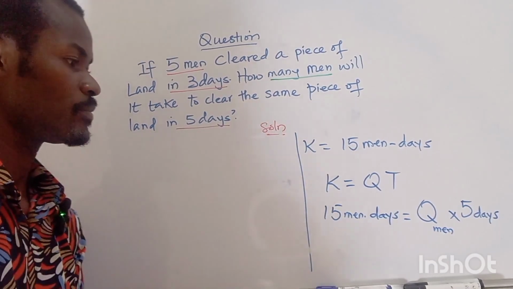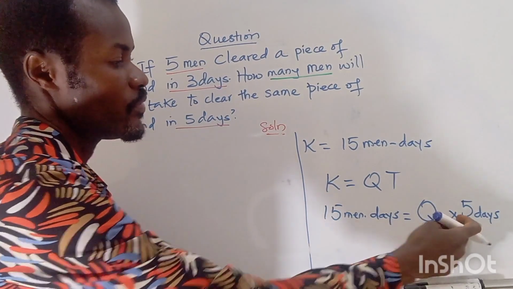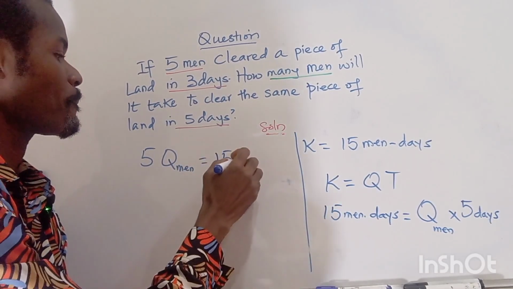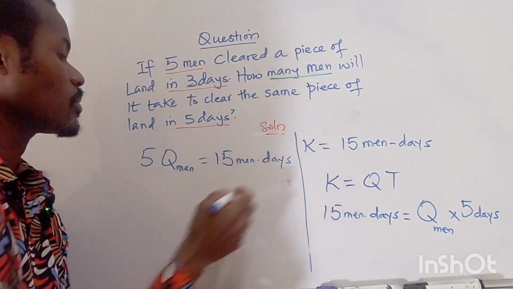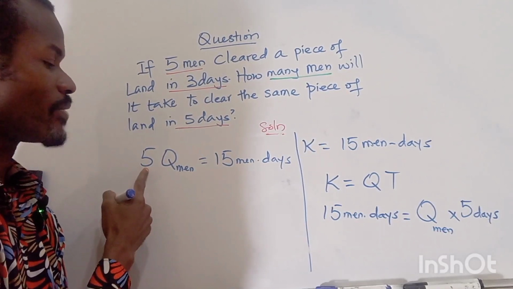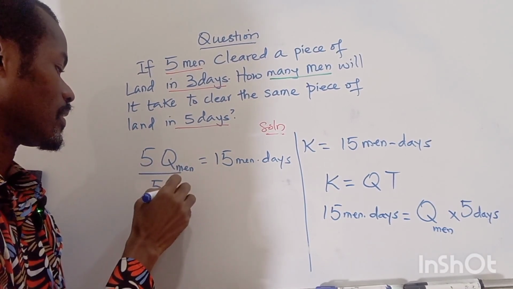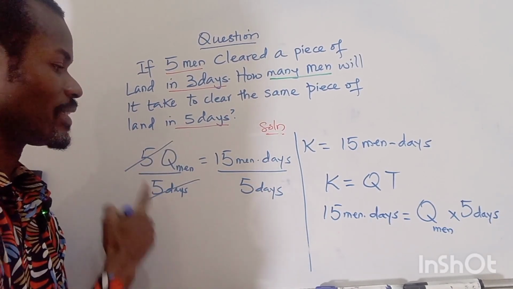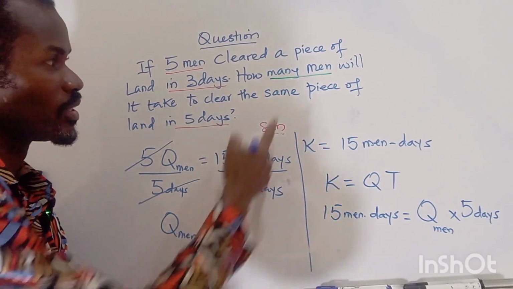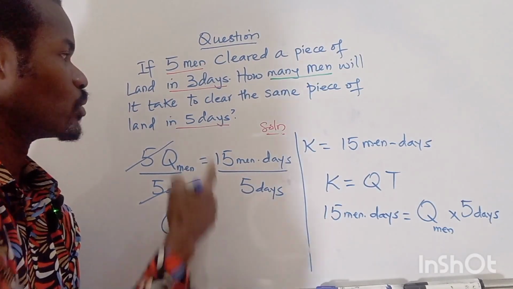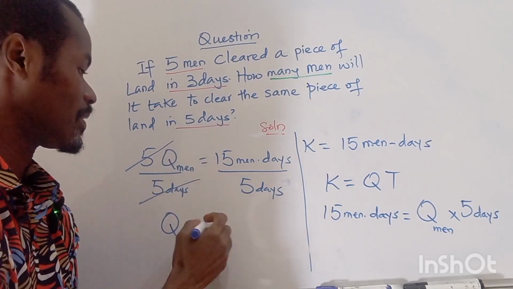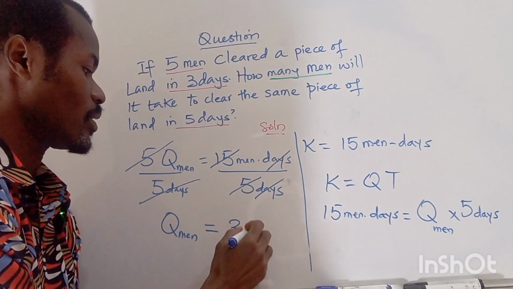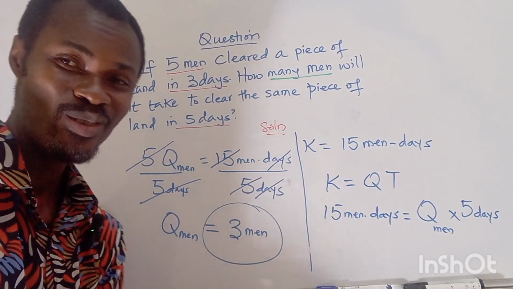With that expression we can now find the quantity of men. So Q times 5 days is equal to 15 men days. All we need to do is divide both sides by 5 days. These cancel out, so the 5 days is out. We are left with the quantity of men that the question has asked us for. 15 divided by 5 is 3. Days cancel days, we are left with men. So we have 3 men, giving us the simple solution to this problem.